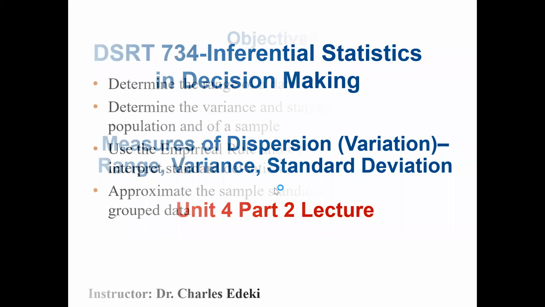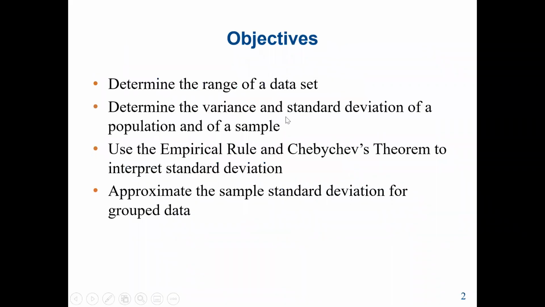Again, normally we use the range, variance, and standard deviation to measure the dispersion of a data set. So we're going to learn how to determine the range of a data set, also how to determine the variance and standard deviation of a population and a sample. Also, we're going to learn how to use the empirical rule and Chebychev's theorem to interpret standard deviation.